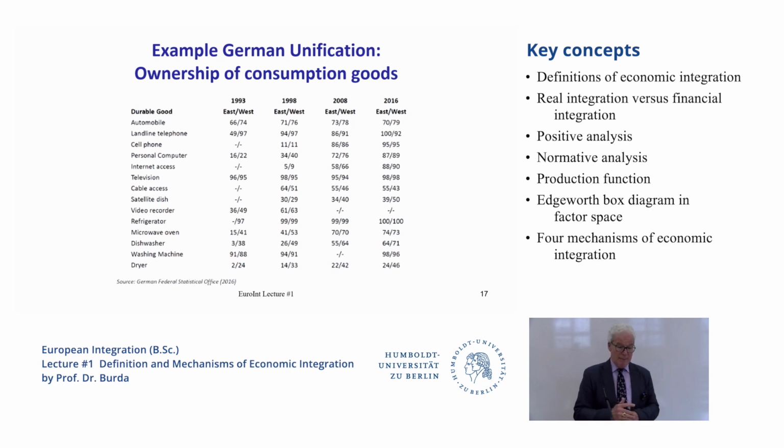That's fine. But if you look at what happened since unification, you can see that overall ownership of, and again, this is not equal happiness, but it helps. It helps to have a refrigerator. It helps to have a car. It helps to have a cell phone. You can see that convergence between East and West Germany has proceeded quite rapidly.